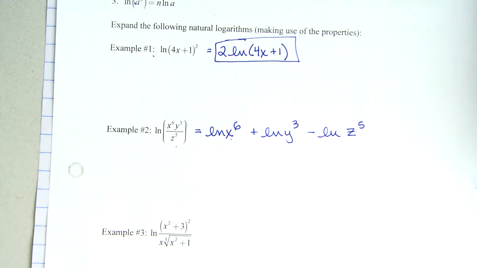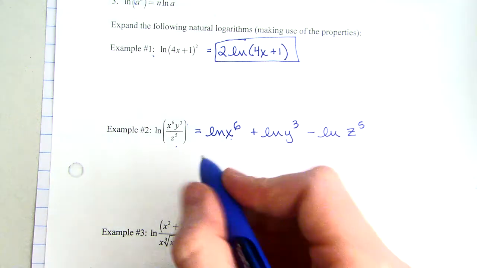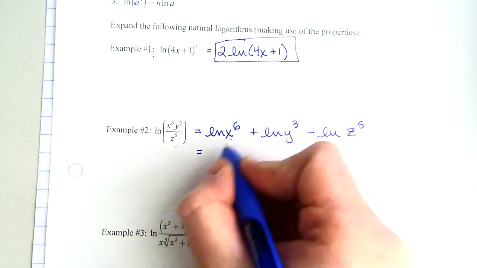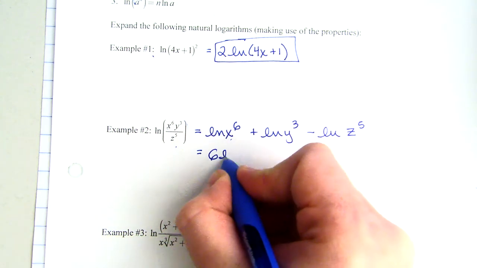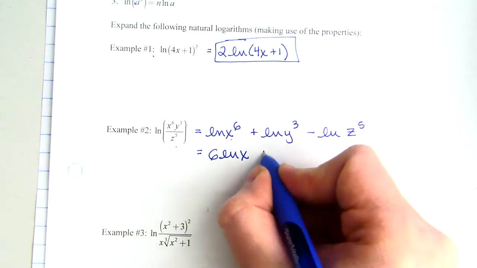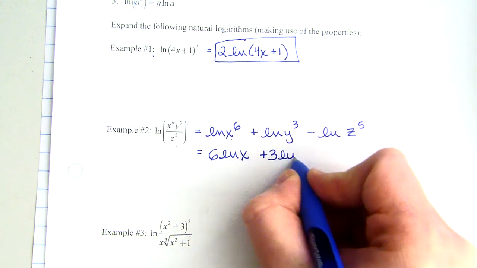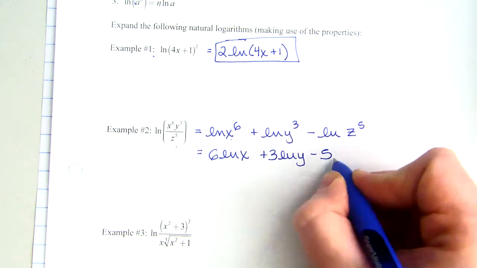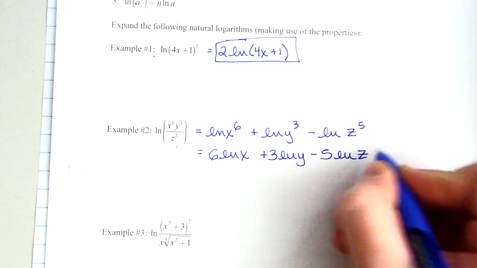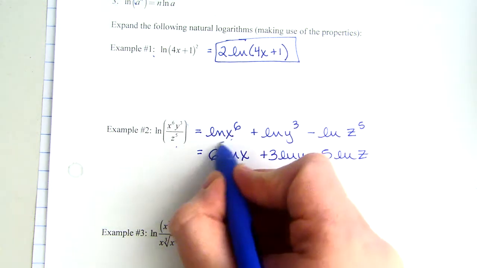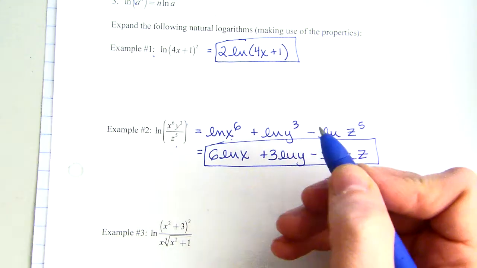There's something else you can do with this. See if you can continue expanding this. Send your final expanded answer into Edpuzzle, please. What I was looking for you to do is to take your powers and move them out front. So I'm going to say 6 times the natural log of x plus 3 times the natural log of y minus 5 times the natural log of z. This is going to be fully expanded.